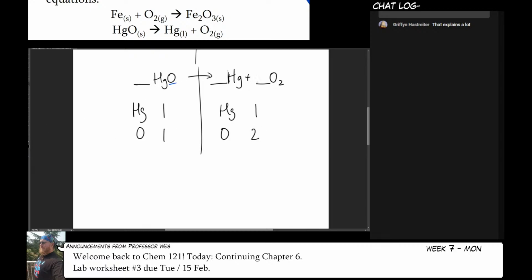And let's do the same thing. Where do all the oxygens have to end up? Well, they have to end up over here, right? Where do all the mercuries end up? Well, they have to end up right here, right? So whatever number I put in this spot, I have to put the same number in this spot. There's just no way around that, right?